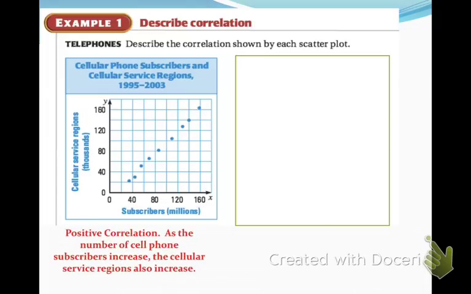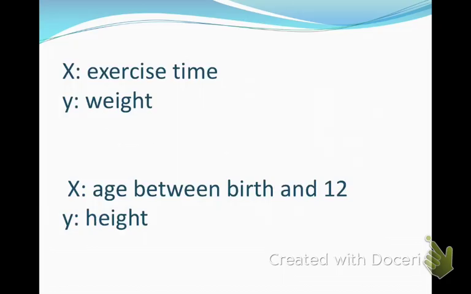So again, as the number of cell phone subscribers increase, the cellular surface regions also increase. And if you think about it, that's logical. The more people who are using phones, you have to have mobile phone companies to support them, so they expand their service. So what type of correlation would you expect there to be between these two variables?